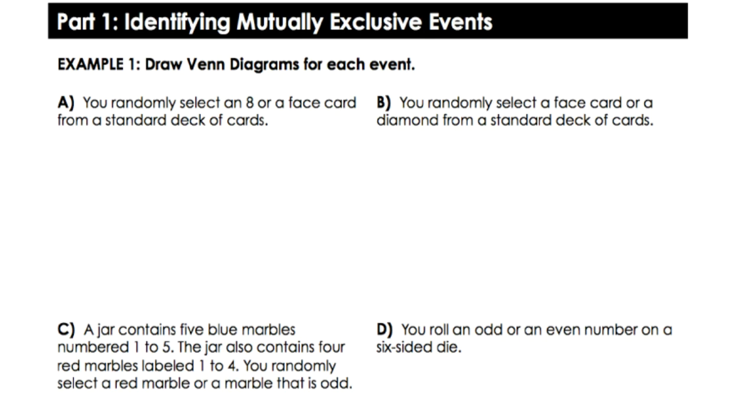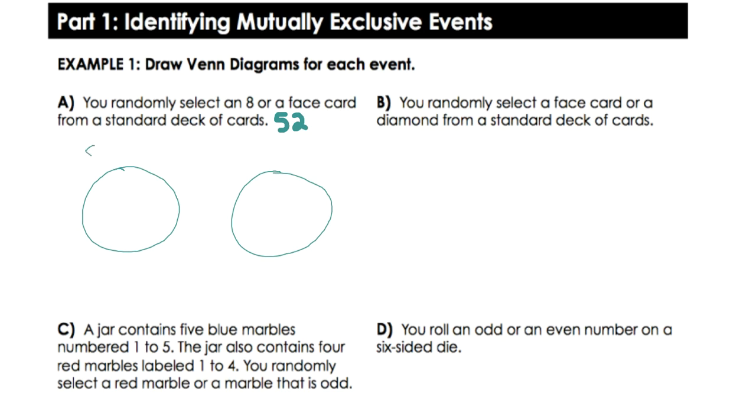In example A, it says you randomly select an 8 or a face card from a standard deck of cards. When we think about a deck of cards, there are 52 total cards. And within those 52 cards, can we select an 8 and a face card? Can one card that we pick be both an 8 and a face card? Face cards are like their own numbers, kind of. They come after 10, right? We have Jack, Queen, and King. So there's no card that I can pick that's both an 8 and a face card. So our Venn diagram would have no overlap here.